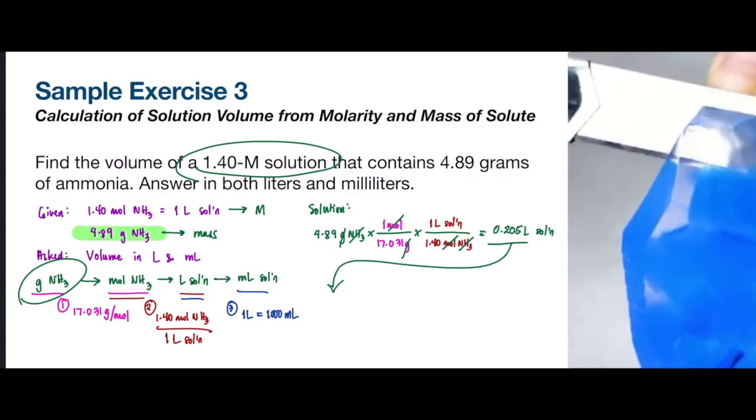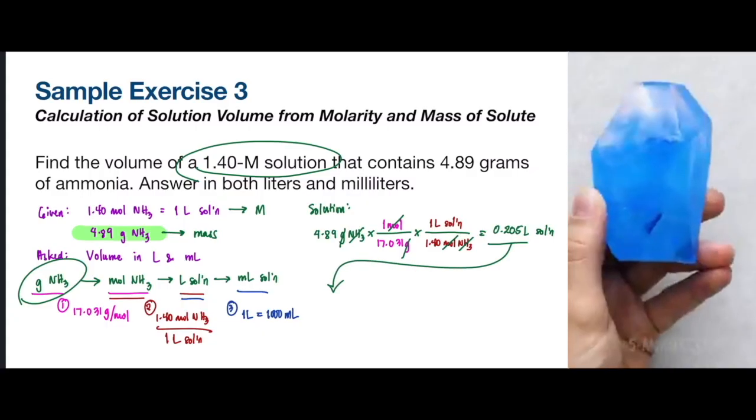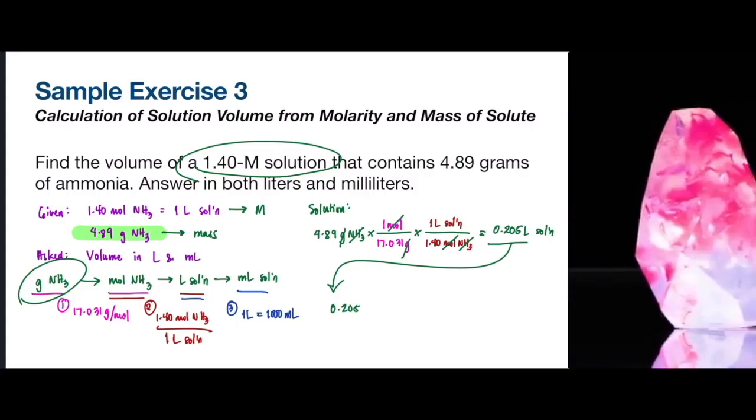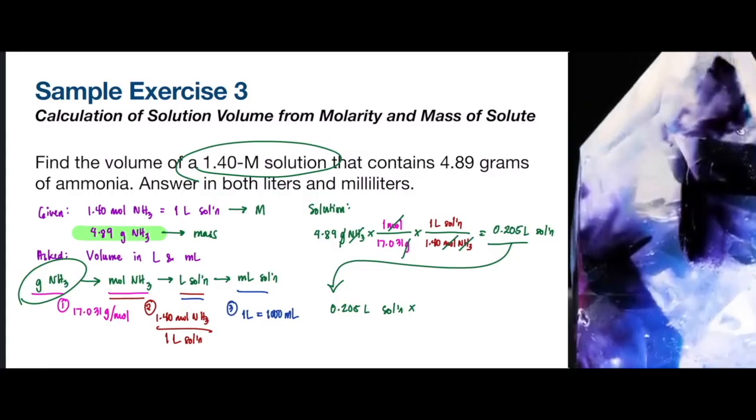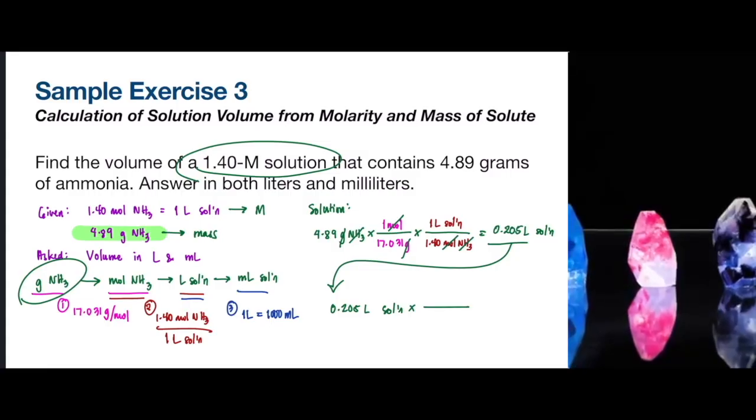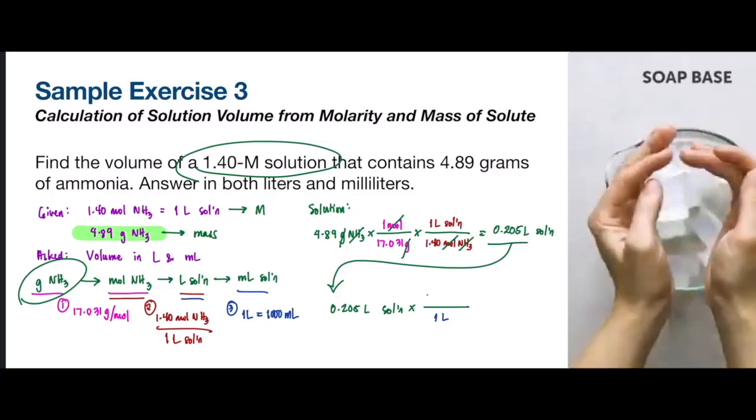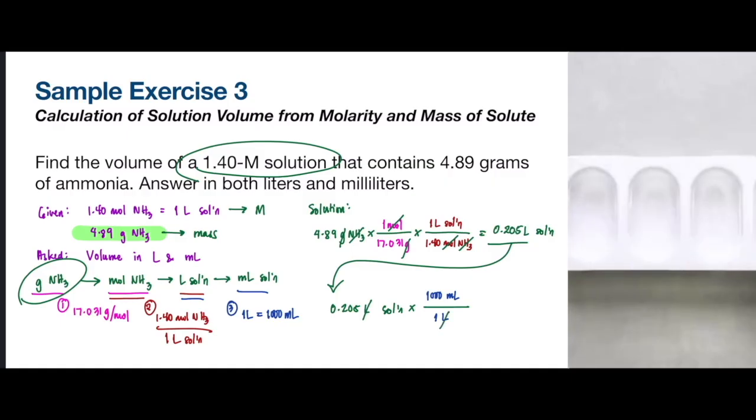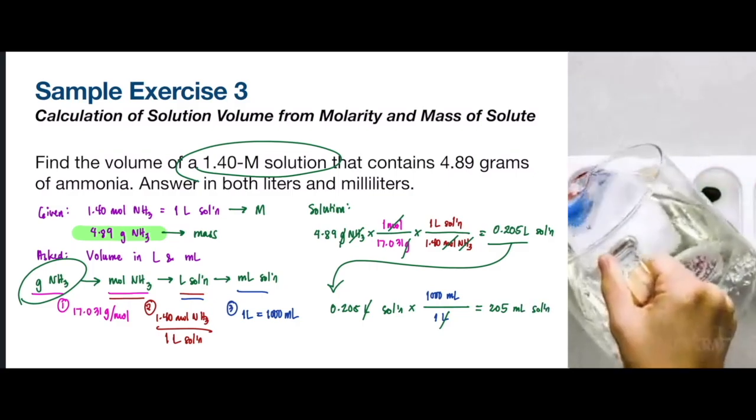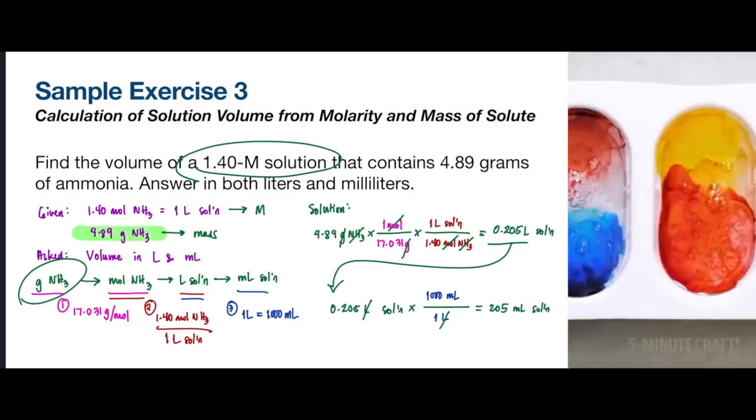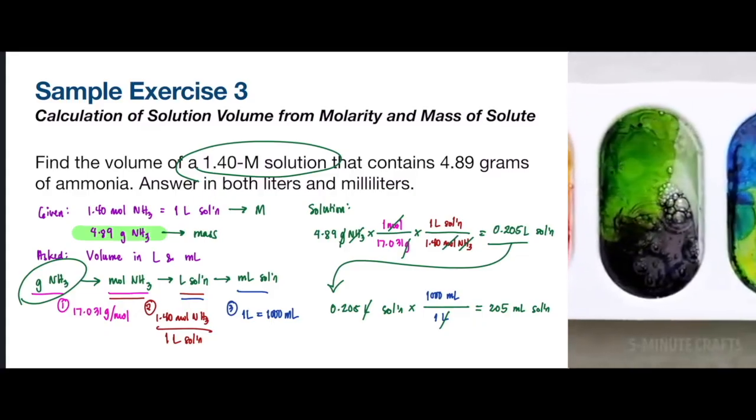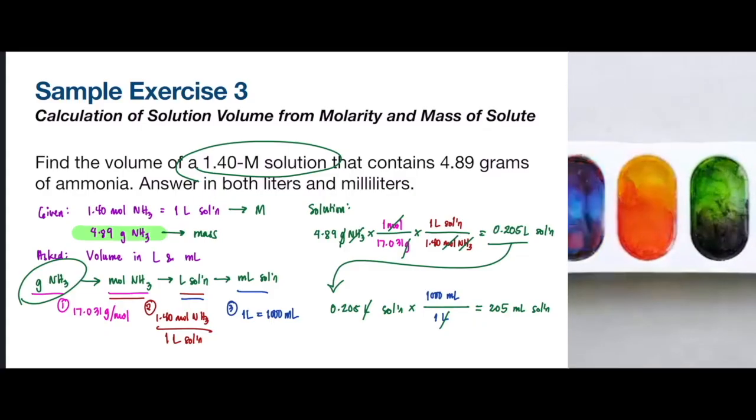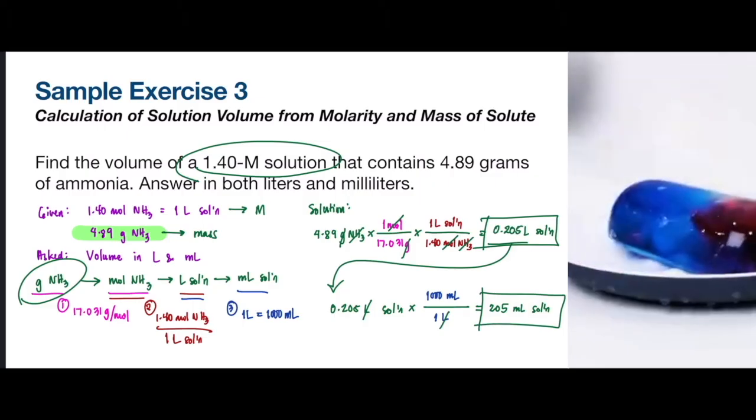And the next step is to convert that liters into milliliters. So starting from 0.205 liters of solution, we multiply it by 1 is to 1,000, wherein 1 liter will be in the denominator and 1,000 ml will be in the numerator. Thus, we can cancel this and this. And the final answer is going to be 205 ml of solution. Thus, the volume of a 1.40 molar solution that contains 4.89 grams of ammonia in liters and milliliters is 0.205 liters and 205 ml of solution.